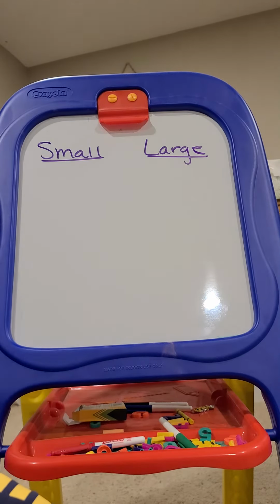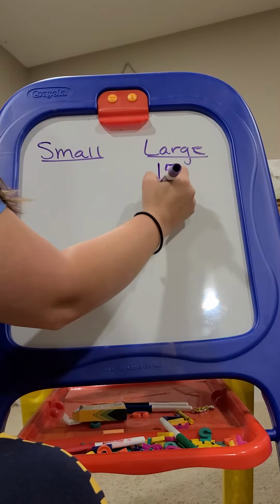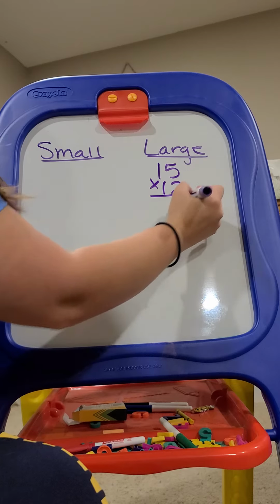So I look back at the problem, and it tells me in the very first sentence that Sarah bought 12 bags of large buttons, and each of those had 15 buttons. So for large, I'm going to have 15 times 12. So I've got repeated groups of the same amount.